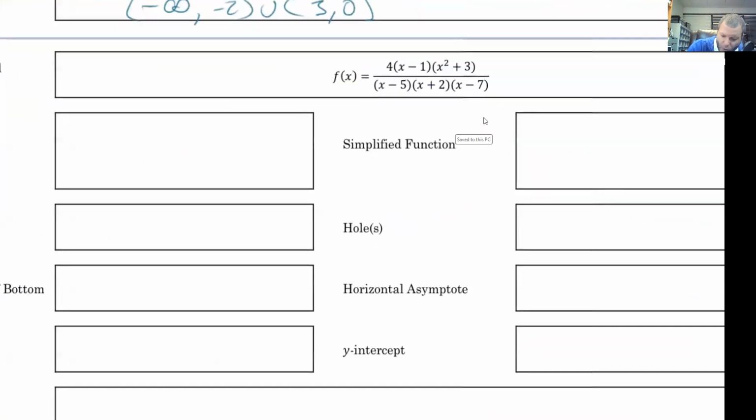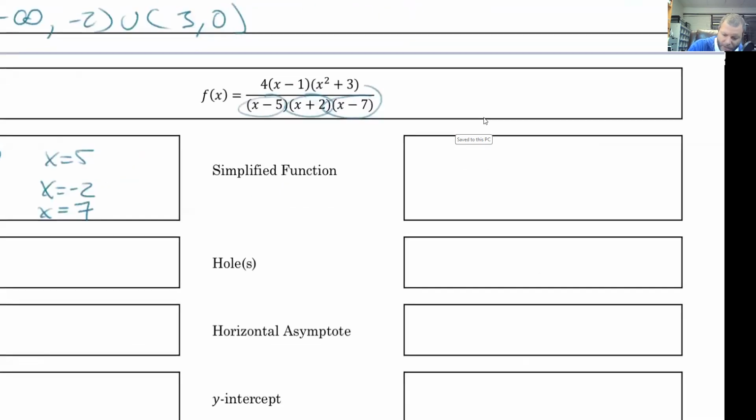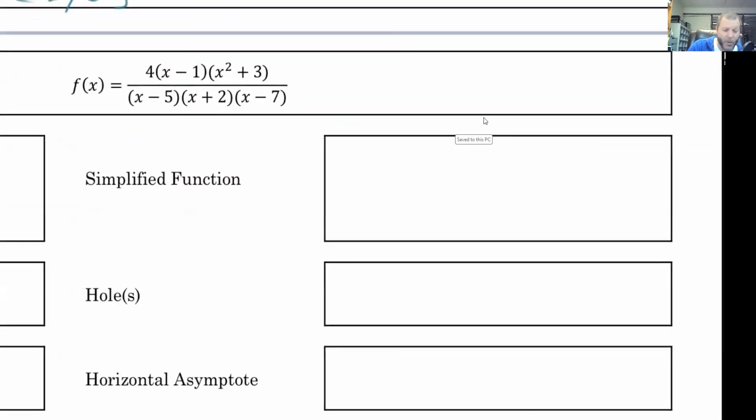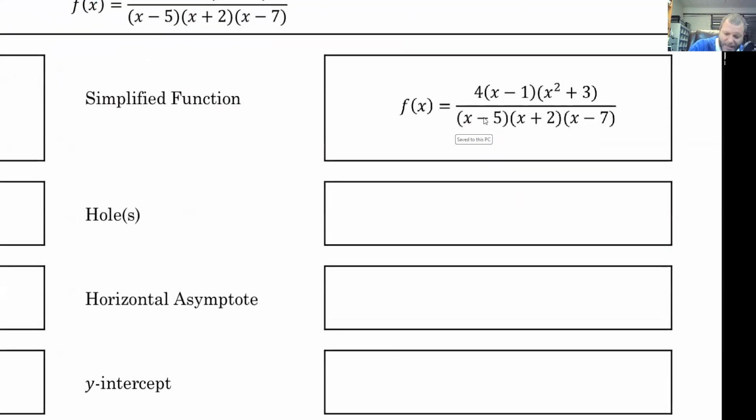Right, so in terms of domain restrictions, anything in a denominator gets a chance to be a domain restriction. X minus 5 would equal 0, so x is 5, x is negative 2, x is 7. In terms of simplifying, nothing in here actually simplifies, so our most simplified version of the function would just be what we already have. Nothing in the top and nothing in the bottom cancels out.